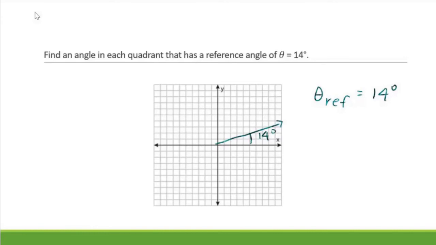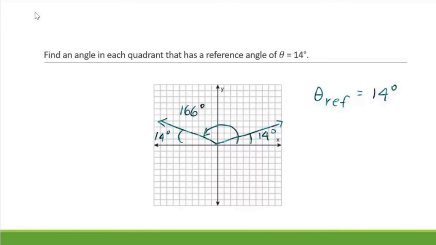If our angle is actually a quadrant 2 angle, and this is a bit of an odd question because we're not told which quadrant the answer is in, we're just told to imagine it could be in any of the 4 quadrants. Well, if the reference angle is 14 degrees, then the quadrant 2 angle is 14 degrees up from the negative x-axis. That gives us an angle in standard position, so starting from the positive x-axis, of 180 degrees minus 14 degrees, or 166 degrees.